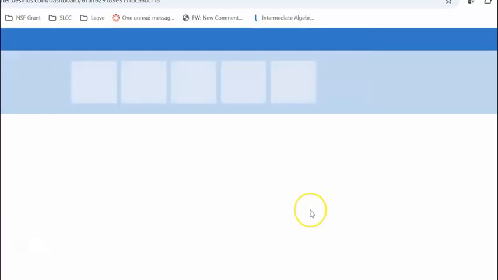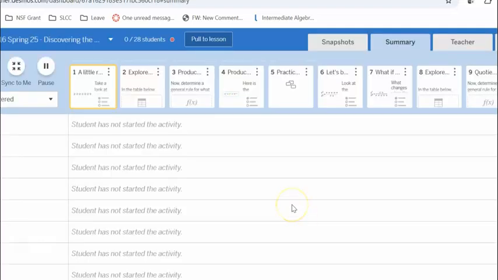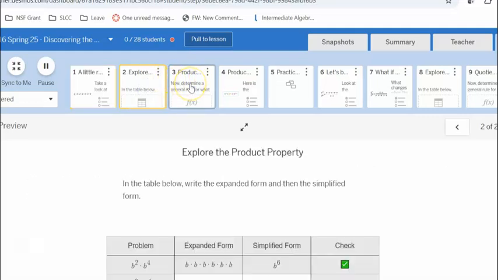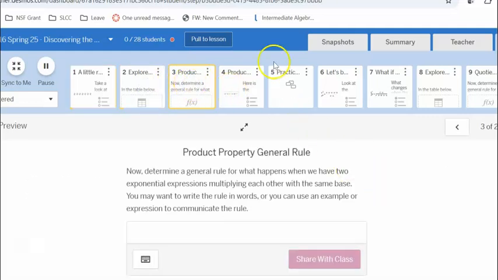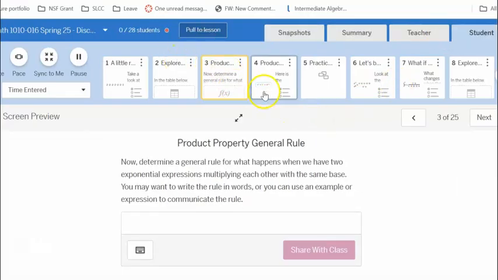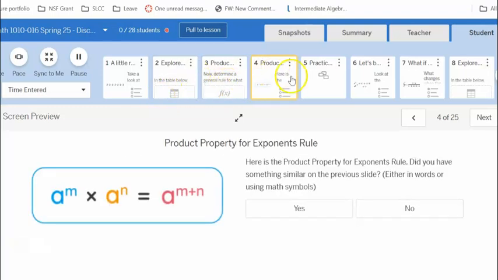I just have some of these activities that I've made, and these are ones I usually do in the classroom, but I just wanted to show you a little bit of what they look like. When you go in, you'll click across and do these different slides, and basically on this one you're trying to discover some of these properties of exponents, remember what these properties are.